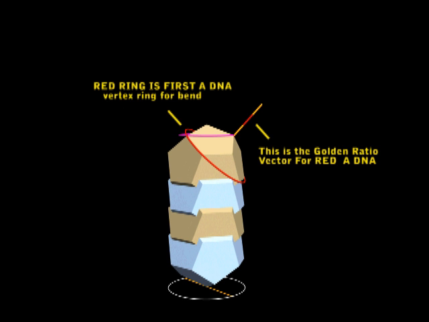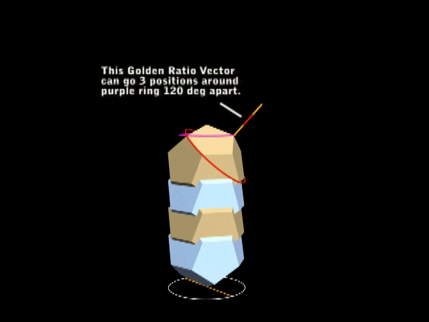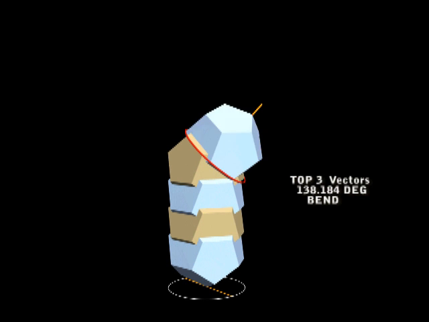And I also show a red ring and a vector that is red and gold. The gold is to indicate that it's a golden ratio vector. The red is to indicate the color of the phase, because we're going to go multi-phase on this demo. These 3 vectors are placed 120 degrees apart around this ring. I show the angle of this bend at 138.184 degrees.